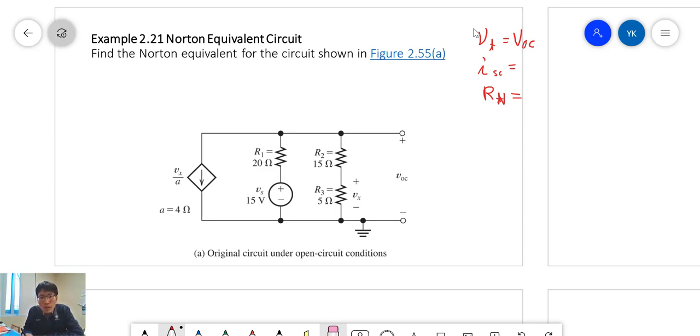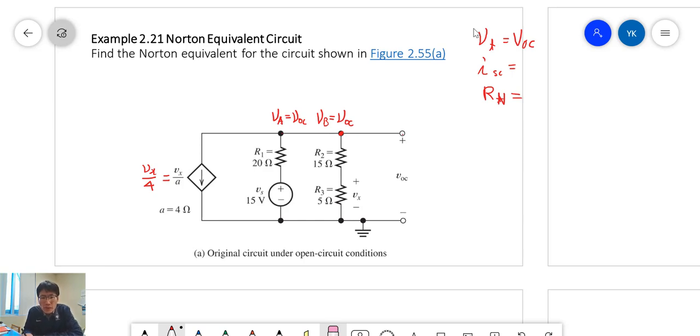Now for VT, we can apply node voltage analysis for VOC, which means this node and those are all in parallel. So we say this one is VOC, which means we can put node A and node B. The voltages at node A and node B are all equal to VOC because of the parallel connection, and this one is a dependent voltage, Vx over 4.